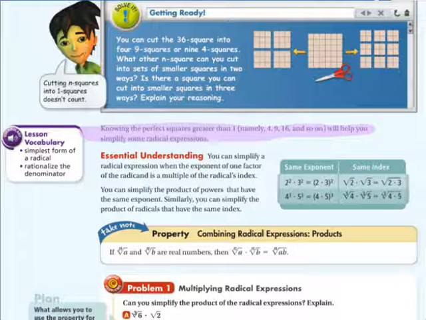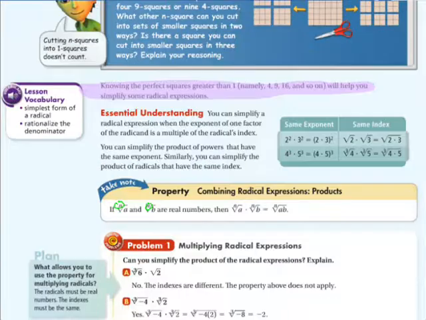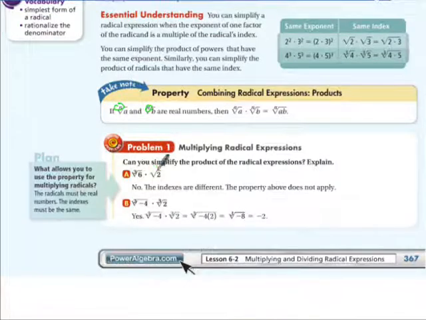It's just going to help you move faster. It's going to help you move smarter. It's going to help you get from thing 1 to thing 2 a lot easier. Okay, so let's look at the property right here. When we're combining radical expressions, if the index is the same, so we have an n and an n, then we can put them underneath the radical and multiply them together.